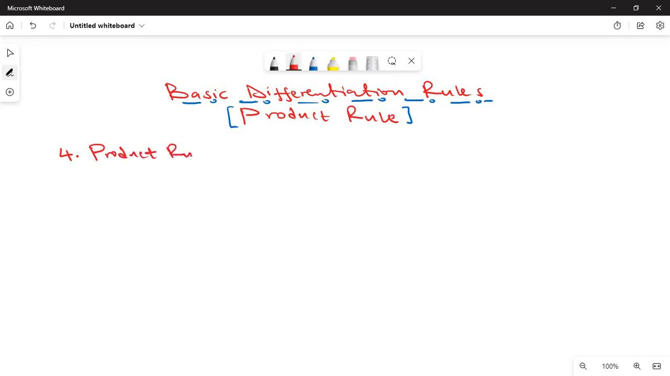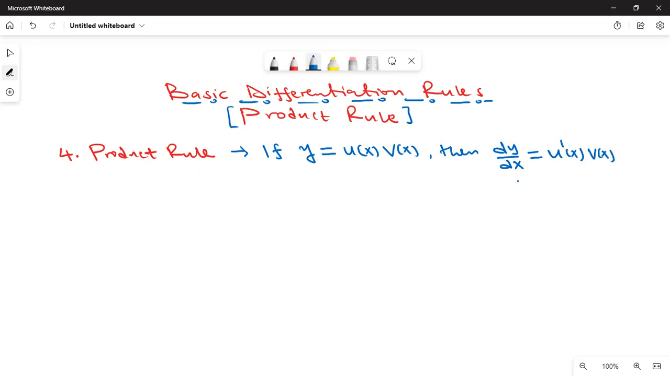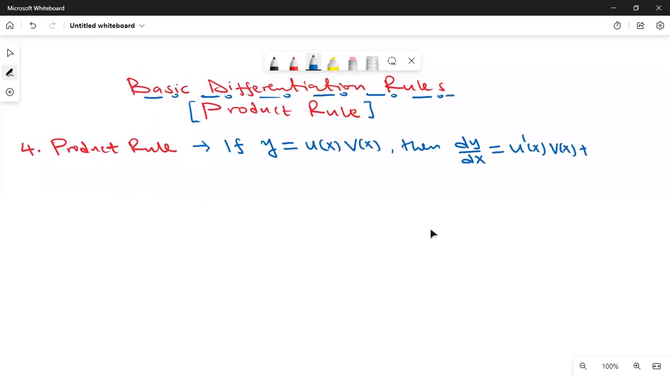Product rule. So what does it state? It states that if y is equal to u of x times v of x, then dy dx will be equal to u prime of x times v of x, plus u of x times v prime of x. So this is the product rule.